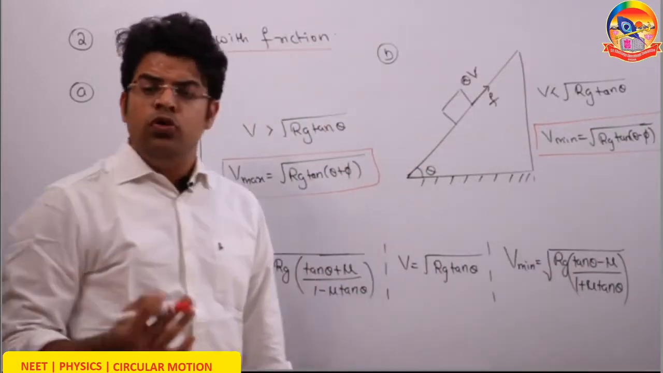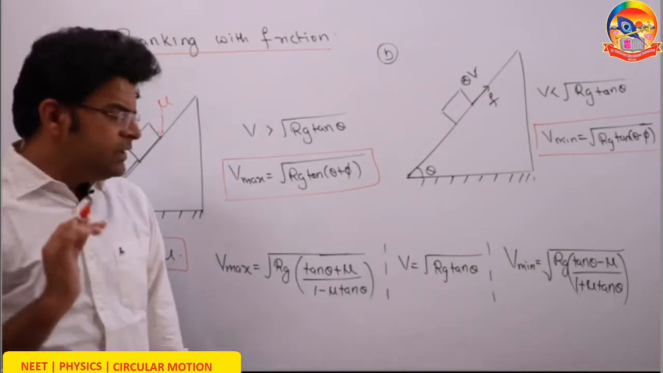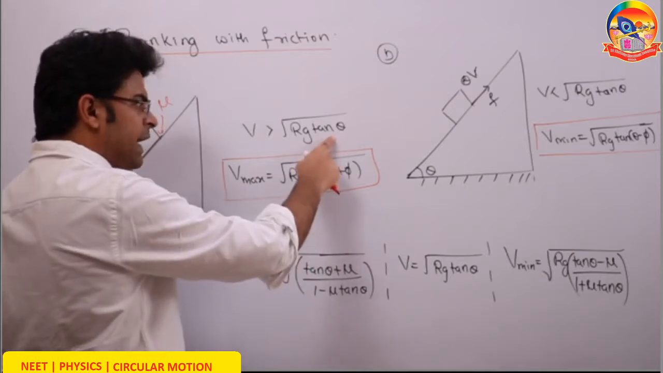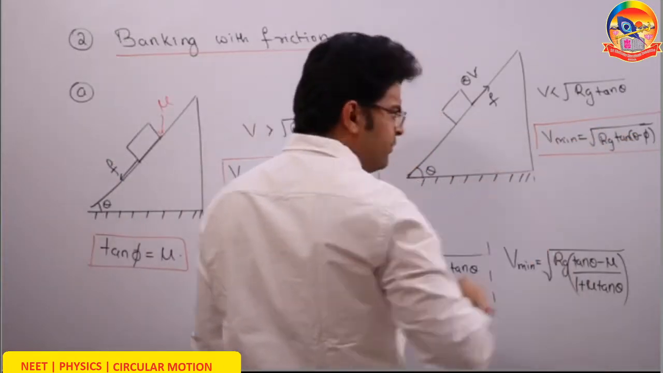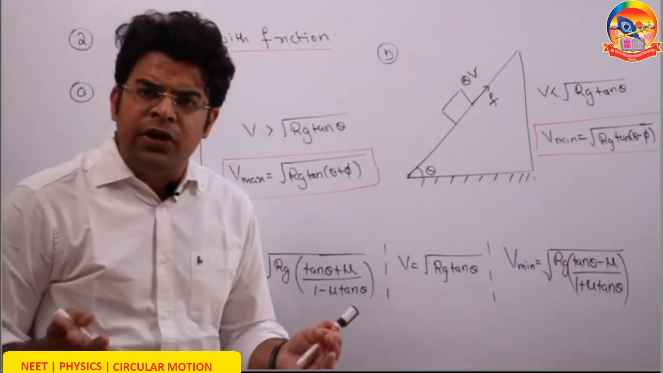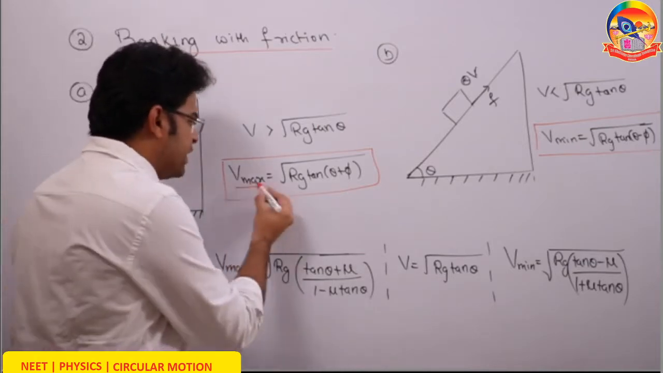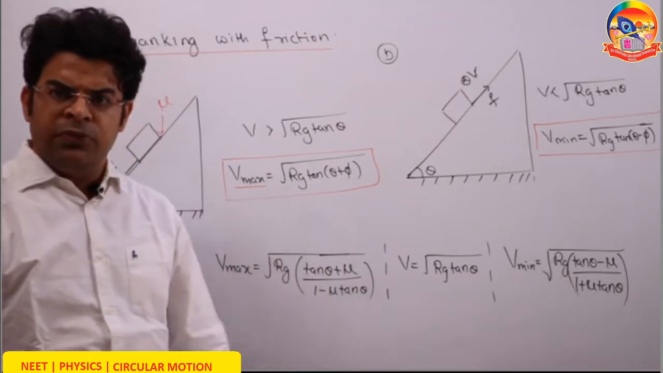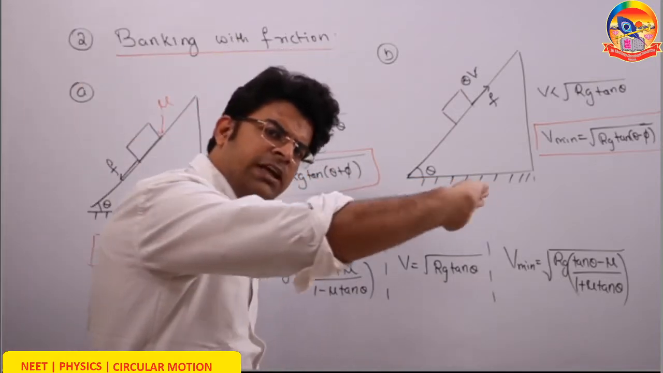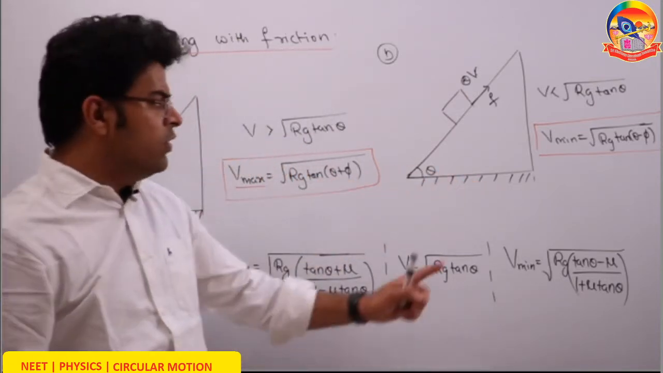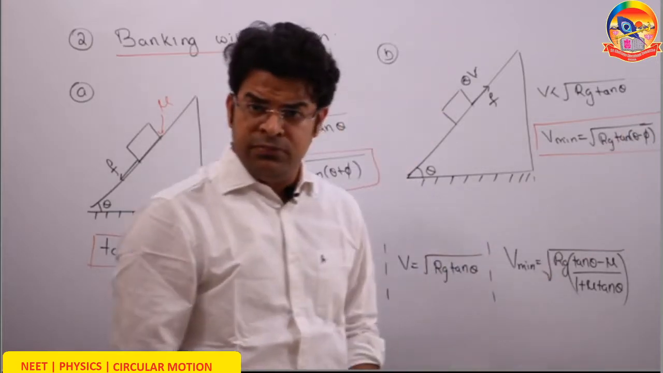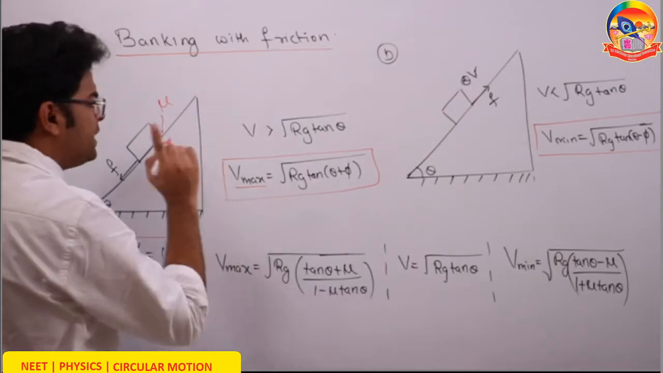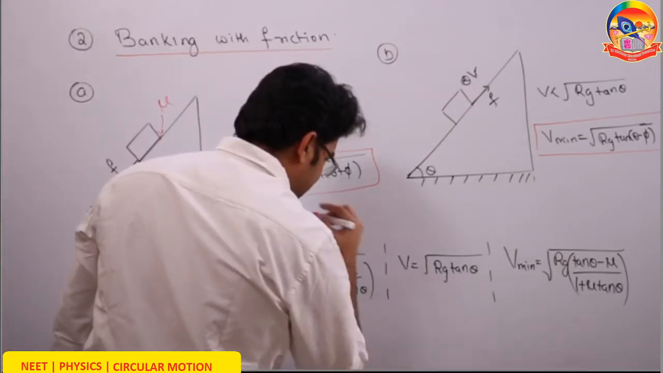So how to remember it? It's obvious that tan of (theta plus phi) is more than tan theta, which is more than tan of (theta minus phi). So look at the terminology written with that. V max, the maximum possible speed at which the car can turn, is under root of Rg tan (theta plus phi). V minimum, the minimum possible speed at which the car can turn, is under root of Rg tan (theta minus phi). And the speed at which the car should move so that no friction force acts is under root of Rg tan theta.